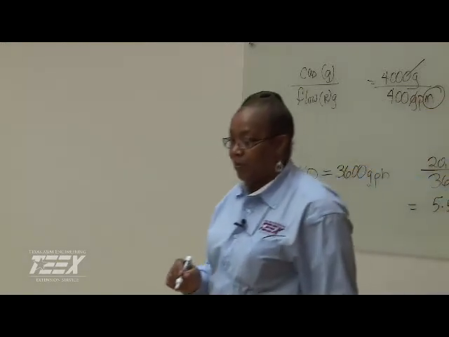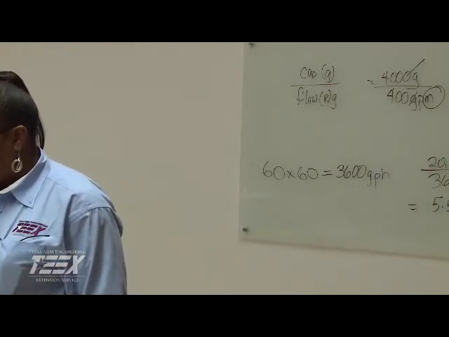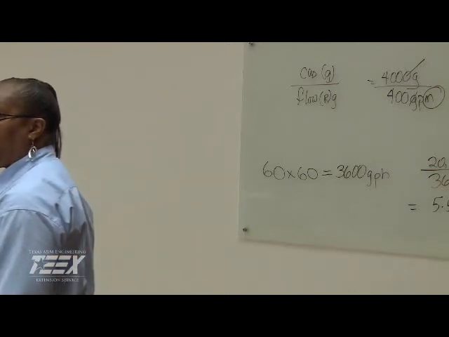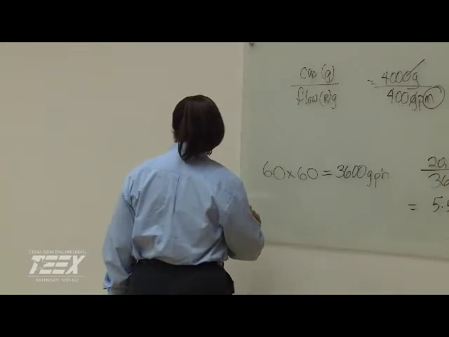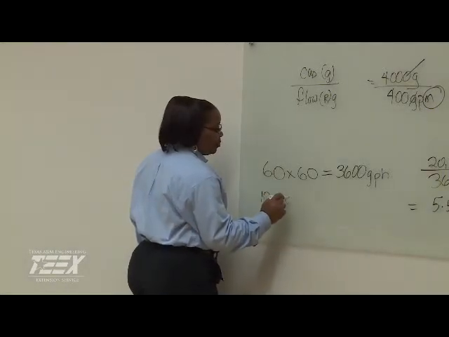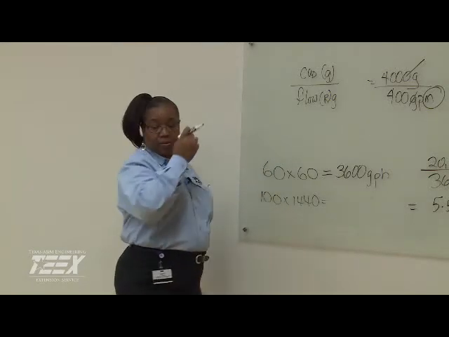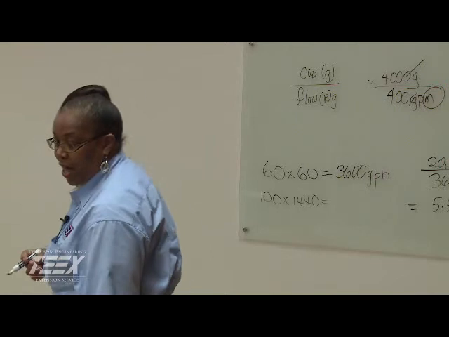Number 3. How many days will it take to fill a 300,000 gallon tank at 100 gallons per minute? How many minutes were in a day? 1440. So we have 100 times 1440, which will give me what? 144,000.